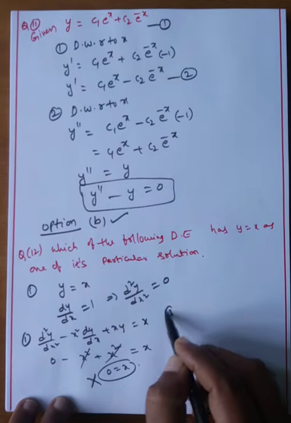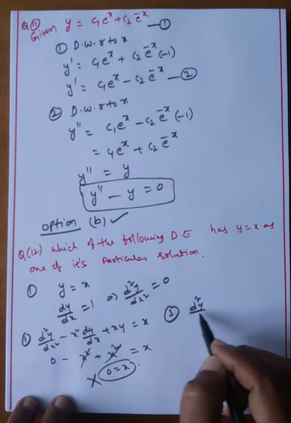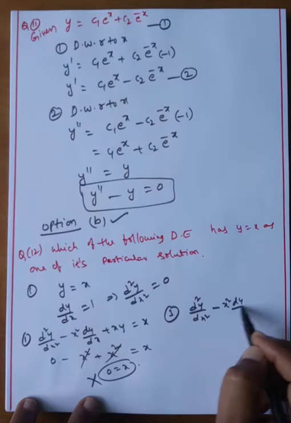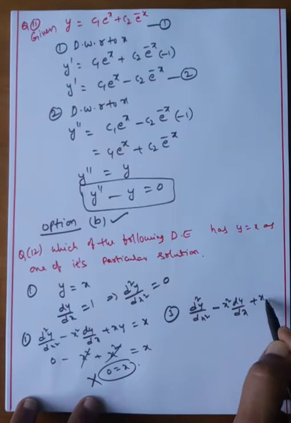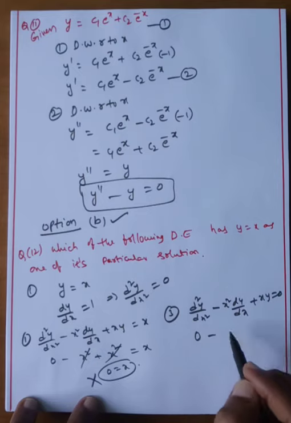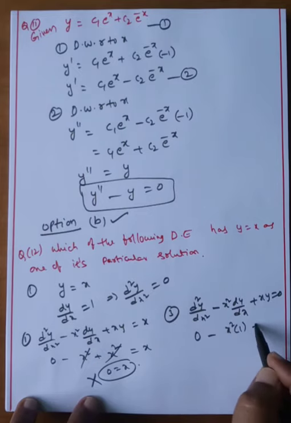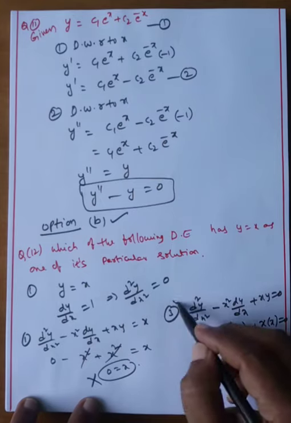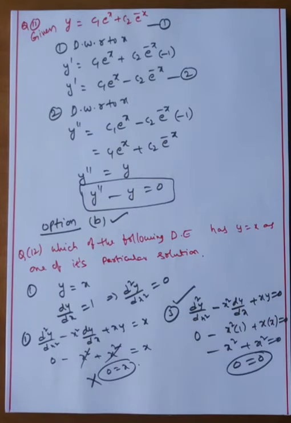You check the third option. What is the third option? D square y by dx square minus x square into dy by dx plus xy is equal to 0. This is 0 minus x square into 1 plus x into x. Now minus x square plus x square is equal to 0. Now 0 equal to 0. So the third option is the correct option, my dear friends.